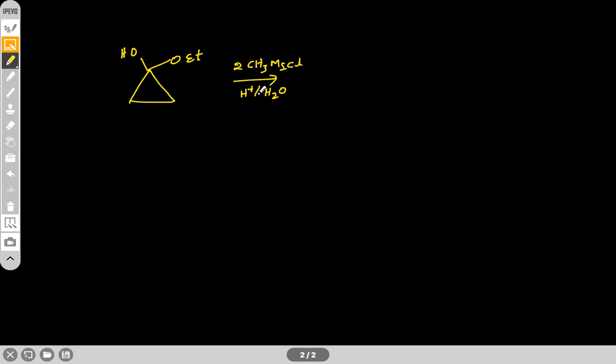Simple, no. See, first of all, we have OH present, right? This is active hydrogen. So with CH3MgCl, it gives an acid-base reaction and it forms what? Plus we get the conjugate base of this acid, which is O minus and OEt. Correct.